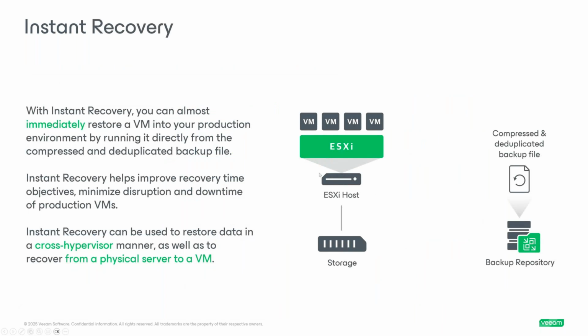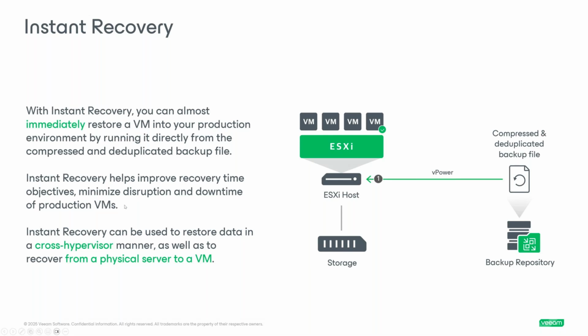So this is instant recovery, talked about in details. Like I was saying earlier, it will allow you to leverage the backup file that is residing in your repository while it's still compressed, still deduplicated, mount it to a server or a machine, and then spin that up in your production. This is the fastest way to recover your data.